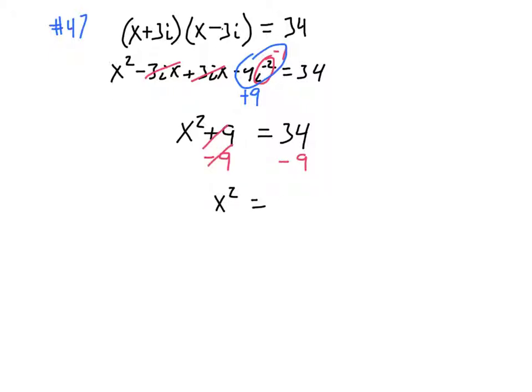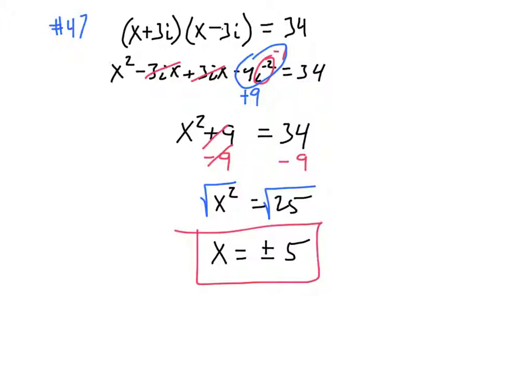So x squared equals 25, which we now take the square root of both sides, positive and negative 5. There we go. Got it? Yep. Questions? Any questions on 47 before we move on to another one? No? Doing all right? Okay.